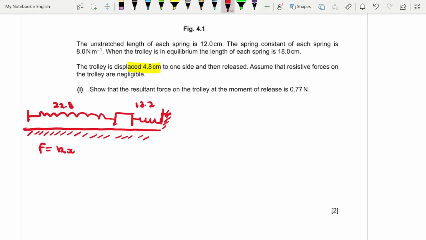So we have two forces, and we want to find the resultant force at the moment you're about to release. What's important is for us to find the two forces, and the resultant force is the difference of those forces. So we're going to have force 1, F1, and another force, F2. Let's say we have F1 minus F2. That's going to be my resultant force.